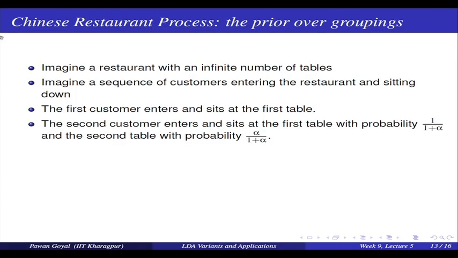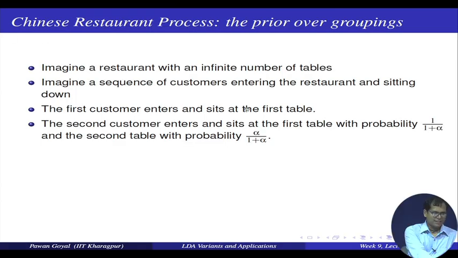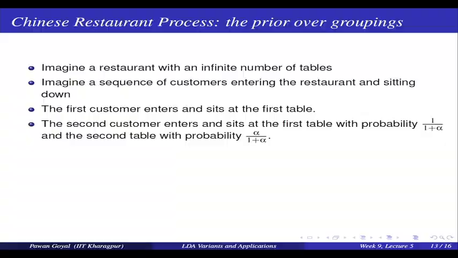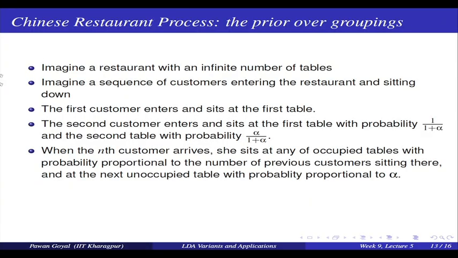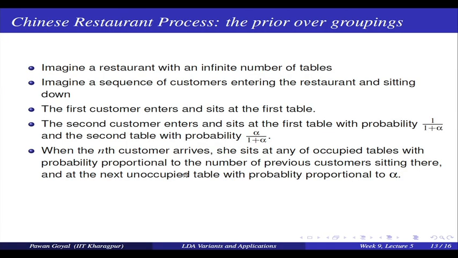Coming back, the first customer enters and sits at the first table. The second customer enters and sits at the first table with a probability of 1 divided by 1 plus alpha, and at the next unoccupied table with the probability alpha divided by 1 plus alpha. When the nth customer arrives, she sits at any of the occupied tables with a probability proportional to the number of previous customers already seated at the table, and at the next unoccupied table with a probability proportional to alpha. And that's how I can distribute all the customers in a restaurant.